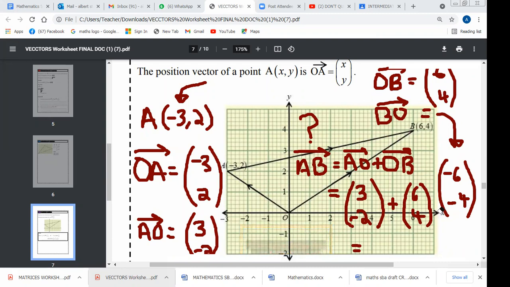All right. So basically what we do, we add these two values here to get the answer. So we add 3 plus 6, and we add negative 2 plus 4. And that will give us what? 9 and 2. So that's the value of AB.